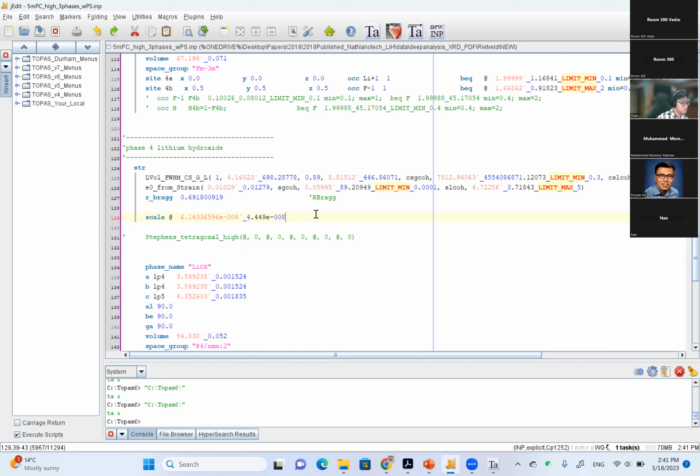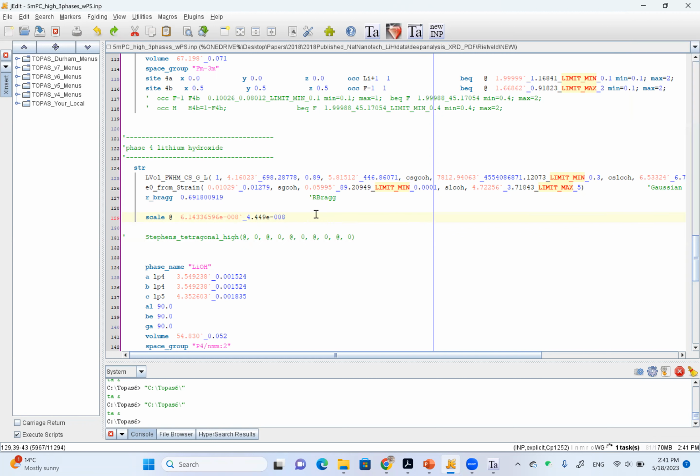So the strategy is you always start your scale parameter with a very small default value, like 10 to the -8 or 10 to the -9. When you start with a very small scale value, that will give you a more robust refinement. If you put in a big value to start with, it's very likely your refinement will crash after just the initial runs. Okay, so always start with a very small value for the scale.